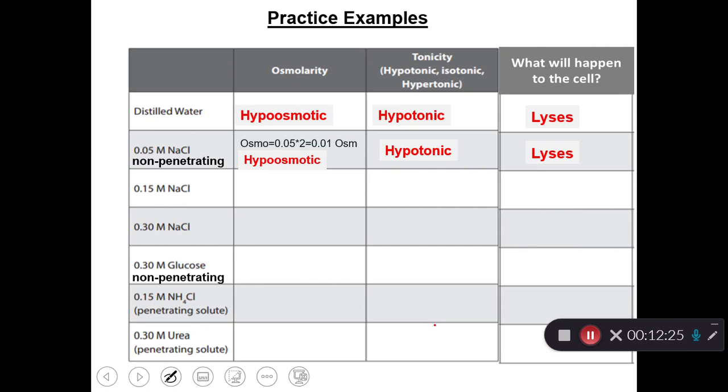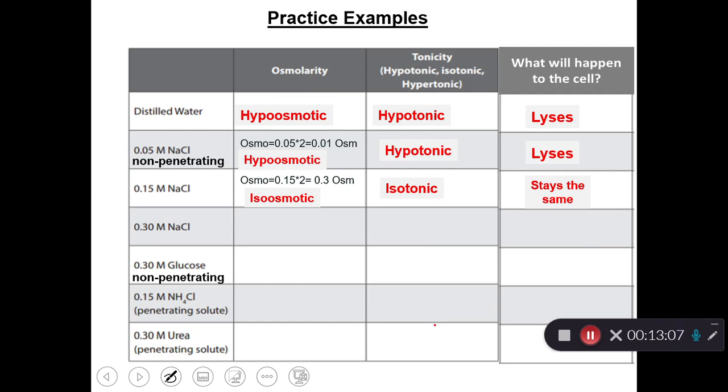How about if you have a solution of 0.15 molar of sodium chloride? To calculate the osmolarity, you multiply by 2. So here the osmolarity is 0.3 osmol or 300 milliosmol. So that is isoosmotic. How about tonicity? Well, the sodium chloride is non-penetrating, so the solution is isotonic. And if you put the cell in an isotonic solution, it stays the same.